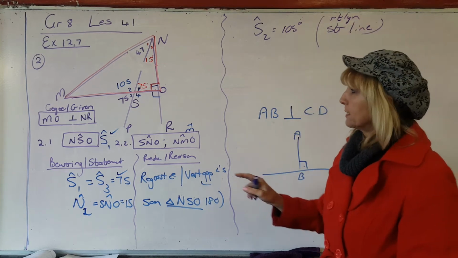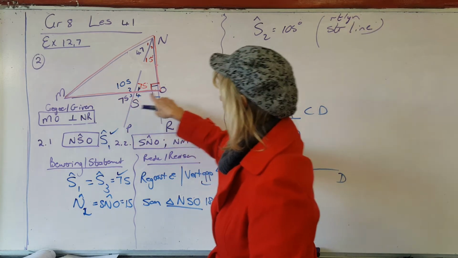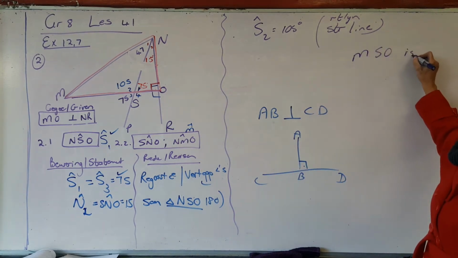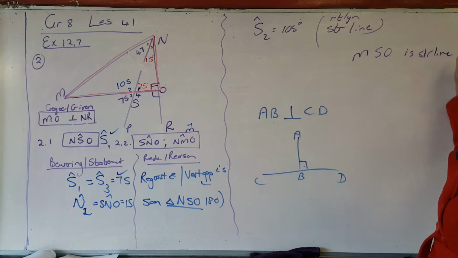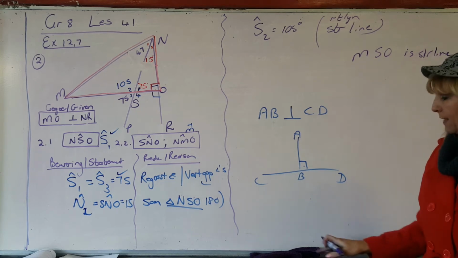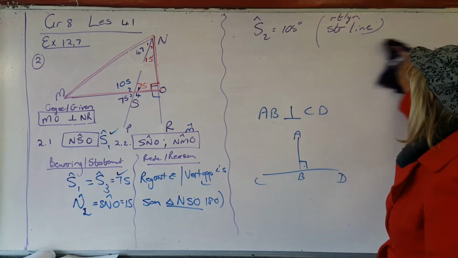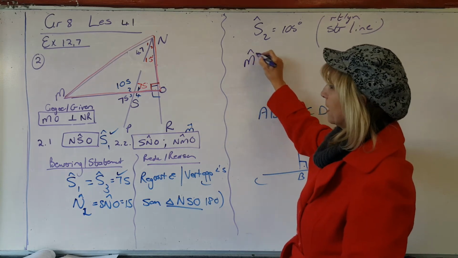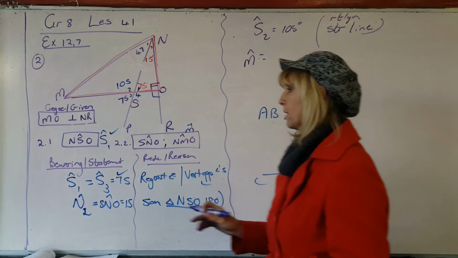And you can even write MSO is a straight line. But you just need to write straight line, that's sufficient. Good. En as jy dit dan het, dan kan jy vir my sê, maar dan is M gelyk aan, en nou gaan ons eers met bymekaar gaan tel.